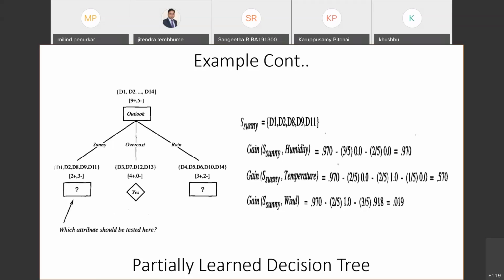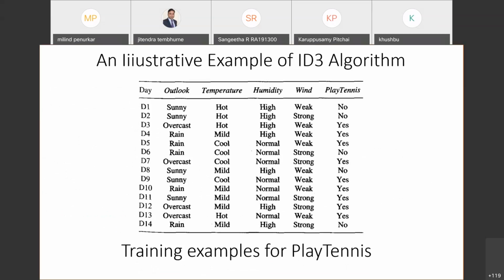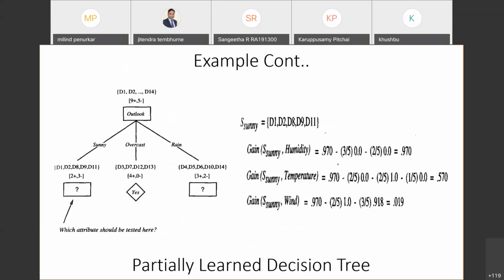So you can see, if it is sunny, play tennis is no for 3 of them, and we have 2 positive values. Is this clear? You can note D11 is positive, and I guess D9 is positive. So D9 and D11 are positive. So 9 plus and 5 minus we started with. With outlook sunny, I got 5 in my subset S sunny, 2 positive, 3 negative. Now the question: could you see the diagram? I have a question mark here. Which attribute should be tested here now? I do not know what attribute to choose.